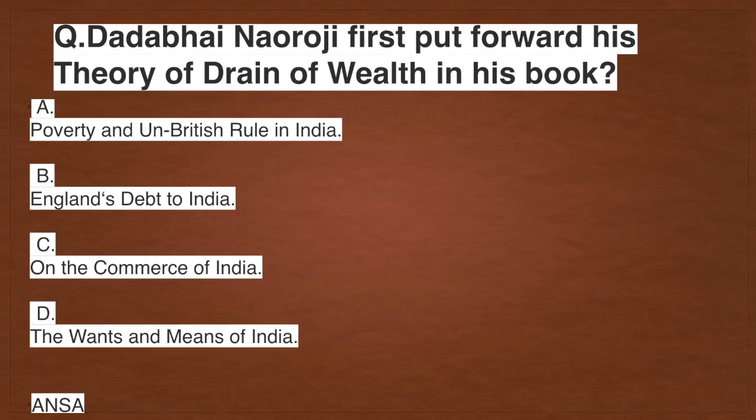Dadabhai Naoroji put forward the drain of wealth theory, in which he stated that Britain was completely draining India. He published Poverty and Un-British Rule in India in 1901, which brought attention to the draining of India's wealth to Britain. He is also known as the Grand Old Man of India and the unofficial ambassador of India. The book England's Debits to India was written by Lala Lajpat Rai, a famous freedom fighter.